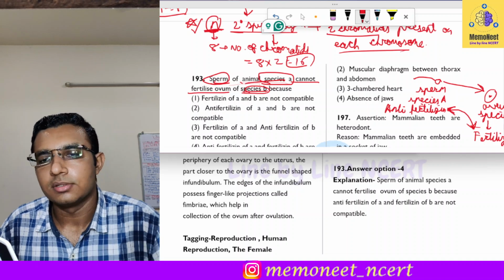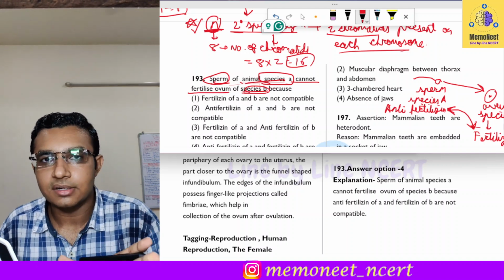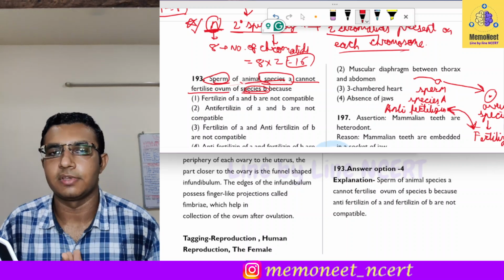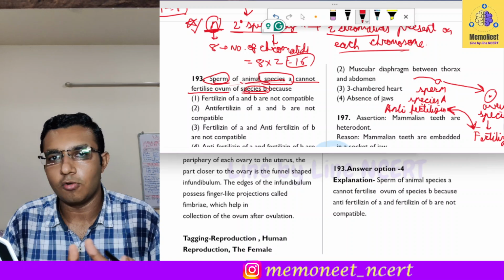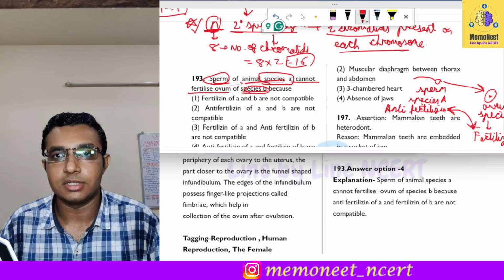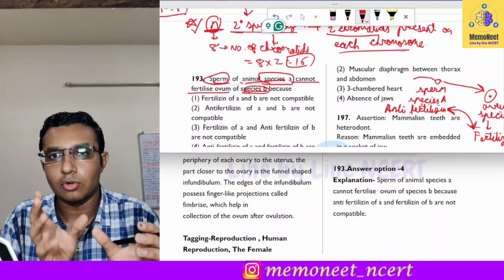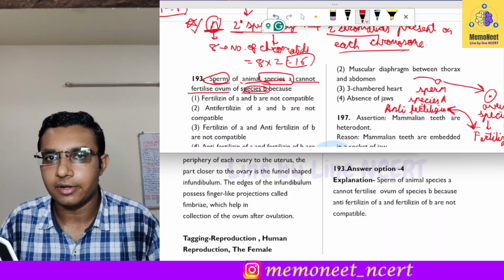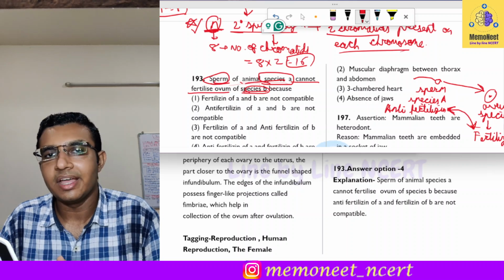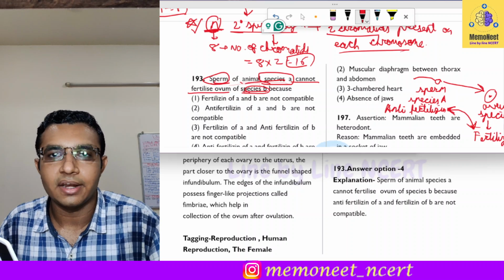Okay, this fertilizin anti-fertilizin reaction is very species specific, meaning it cannot be that the sperm is of one species and the ovum is of a different species and fertilization will occur and a zygote will form. No, it does not take place. The sperm and the ovum both should be of the same species, then only the fertilizin anti-fertilizin reaction will occur between them, and then only the process of fertilization and development of the embryo will be carried forward.